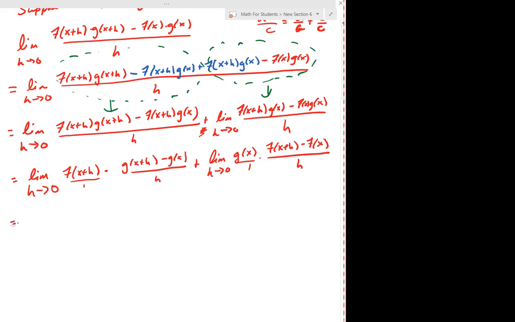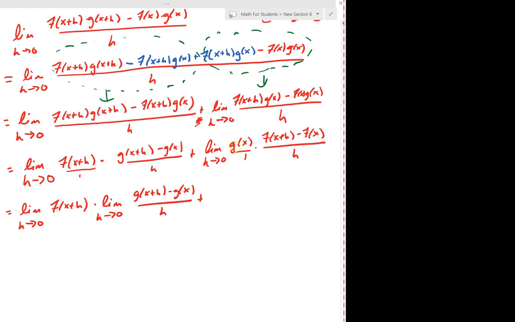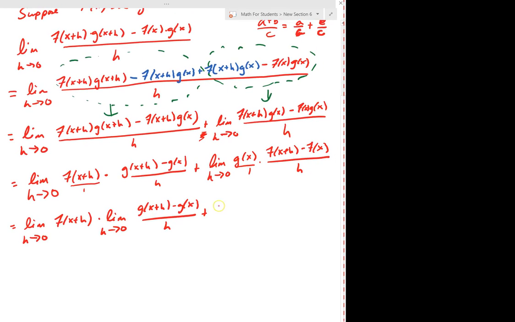Now I'd like to distribute this limit over the product here. So this is f of x plus h times the limit as h approaches 0 of g of x plus h minus g of x all over h, plus, now here notice that for this first factor, the variable in here is x. Well, that is not what our limit variable is. So g of x, although it's a function, is constant as far as h is concerned. And what do we know about constants? We know we can factor them out of limits. So I'm left with this.